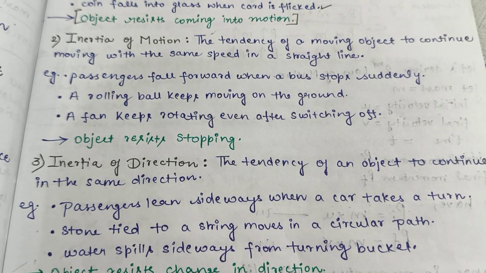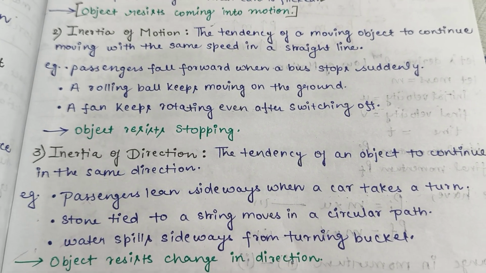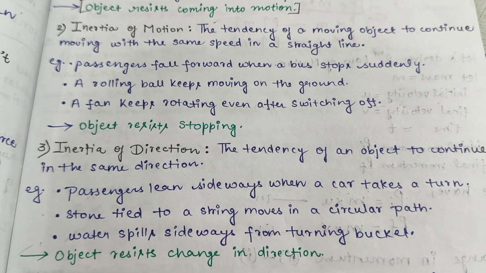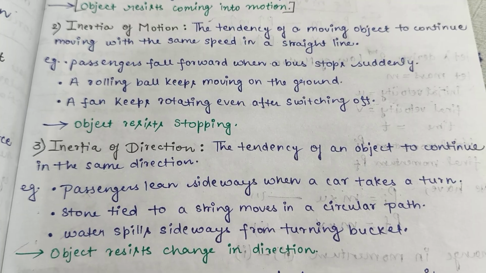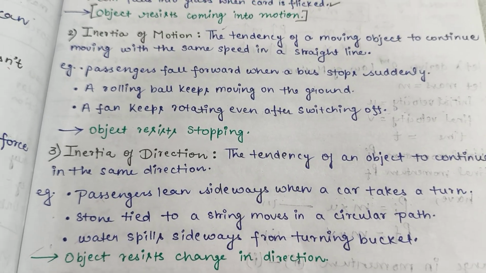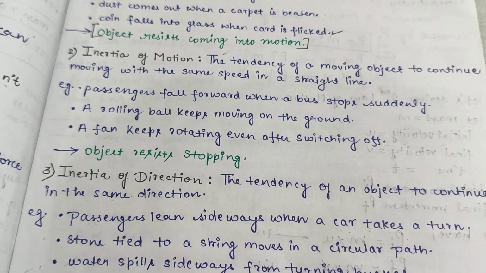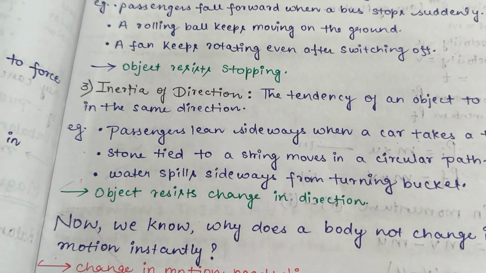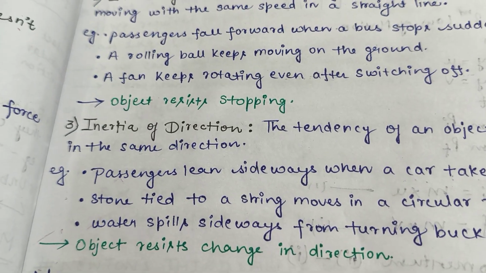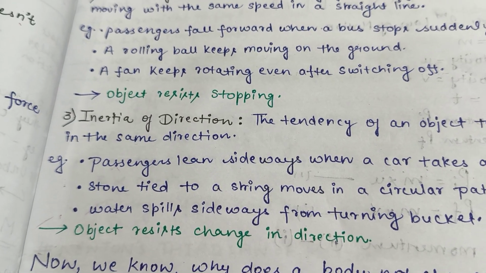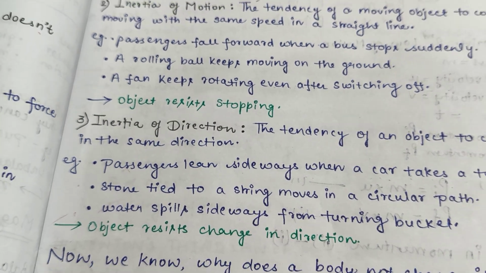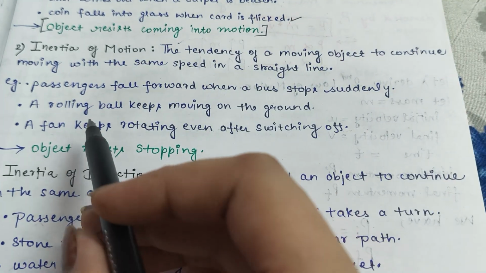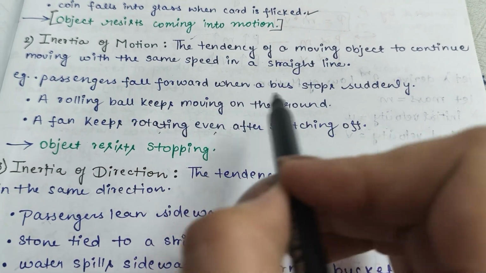Second example is the rolling ball keeps moving on the ground. This is a very interesting example. If you roll a ball, after a certain period of time it gets stopped because of the effect of friction on it. But when the ball falls from the motion, it continues its motion. Just consider this point. Now the third example is a fan keeps rotating even after switching off.